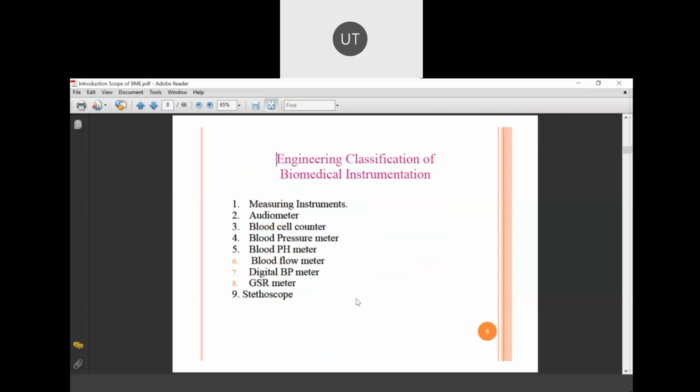The engineering classification of instruments begins with measuring instruments. The audiometer is used to measure hearing level, the blood cell counter counts the blood cells, the blood pressure meter measures the blood pressure of a human being, and the blood pH meter measures the level of pH in the blood. Anyway, can you tell me what the pH of the blood basically is? Is it towards basic or is it acidic? Can any one of you answer?